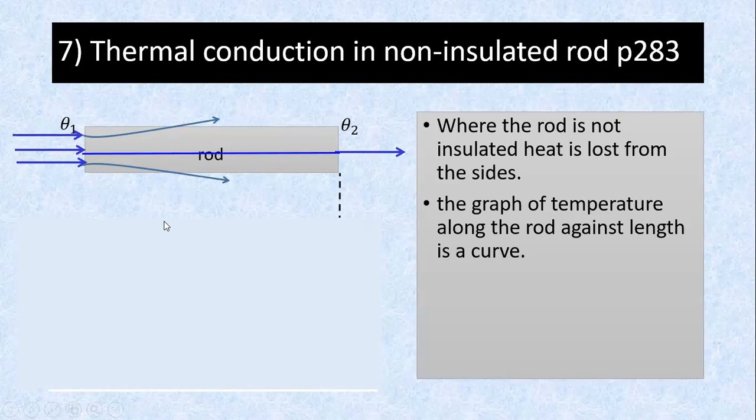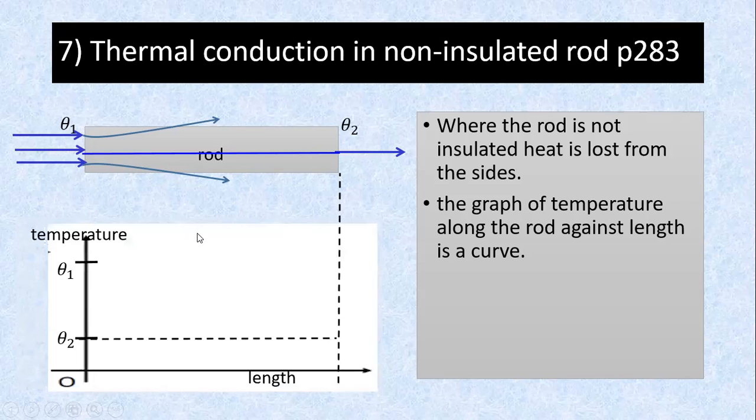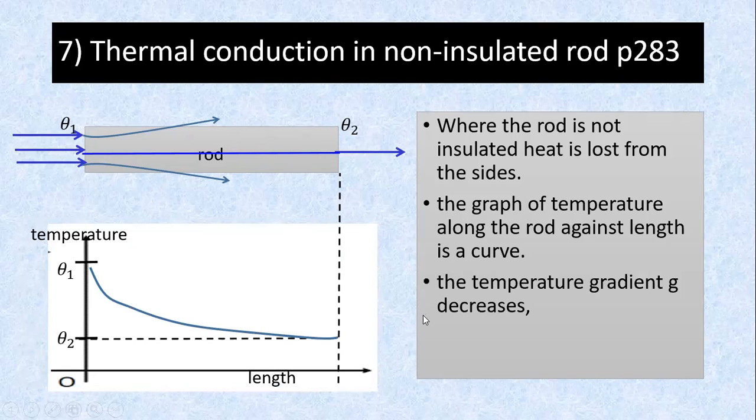So a graph of temperature along the rod against length is a curve, not a straight line. A lot of it is lost, so temperature becomes lower and lower. Somewhere along here, we'll reach room temperature, theta 2, if the room temperature is theta 2. The temperature gradient, which is the slope, decreases. Remember, temperature gradient is a slope, so it decreases. At the end, this part will be theta 2, depending on how fast the heat is lost.